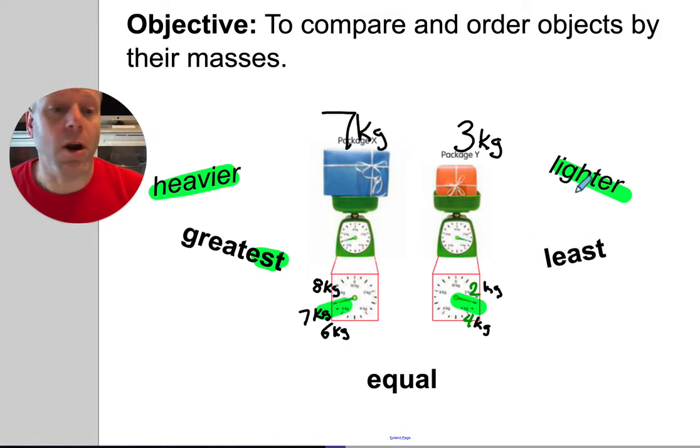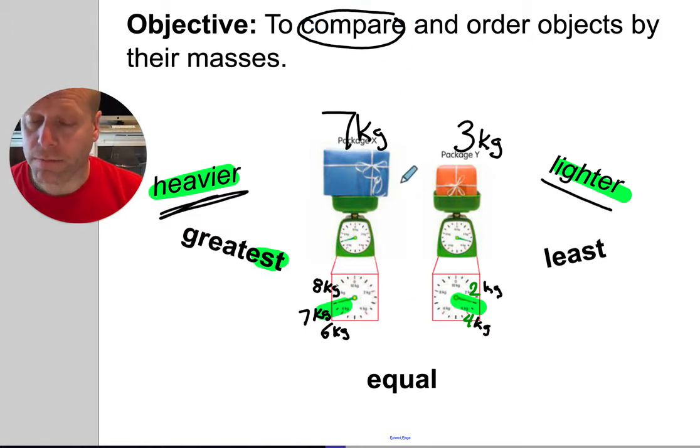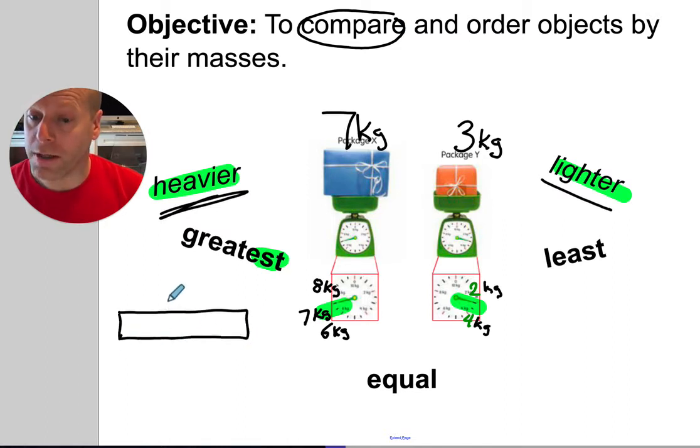Pretty easy to figure out which one is lighter: Package Y. Pretty easy to figure out which one is heavier: Package X. But the tough question is going to be when they say, how much heavier is it? And that's where they're asking you to compare. I suggest you think about those two weights as bars in a model. One of the packages is a 7. The other package is a 5.